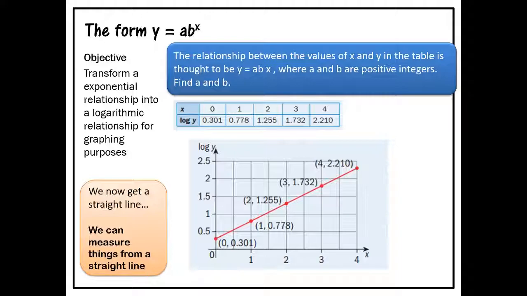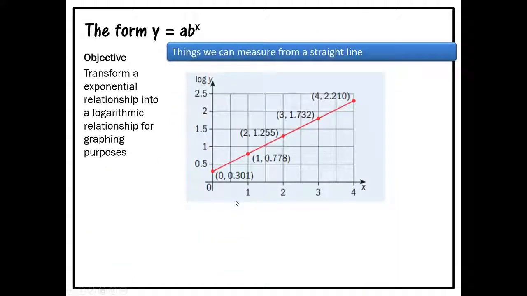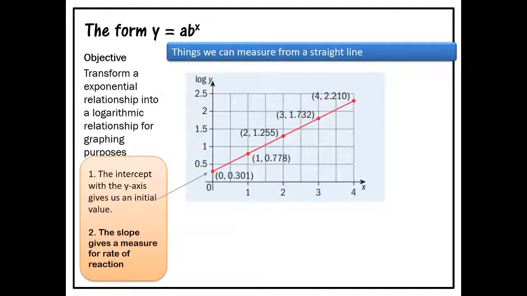And in the next lesson, we will see how we can use this for measurement. We can get a straight line, we can measure things from this straight line, specifically where the graph cuts the y-axis, and then a thing called the slope. A slope gives a measure for rate of reaction in science or in any kind of experiments, and that can sometimes be very, very useful. More importantly for the question, it gives us a way to measure A and B.